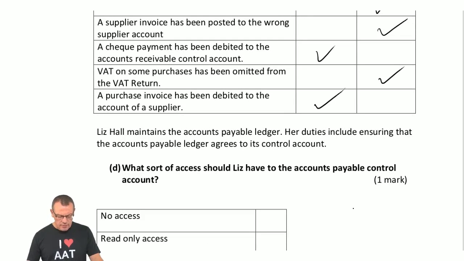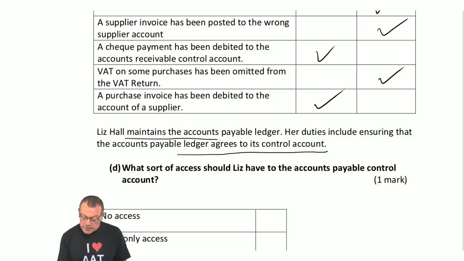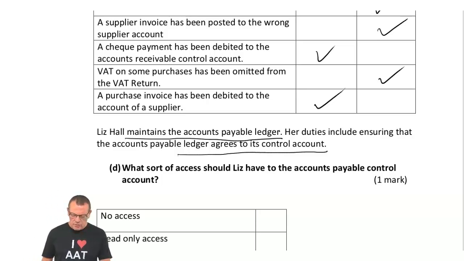Now, Liz Hall maintains the accounts payable ledger. Her duties include ensuring that the accounts payable ledger agrees to its control account. So her job is really part of the reconciliation, if you like. That is her role. She maintains it. So it's quite a strong position here to do that. So what sort of access should Liz have to the control account?